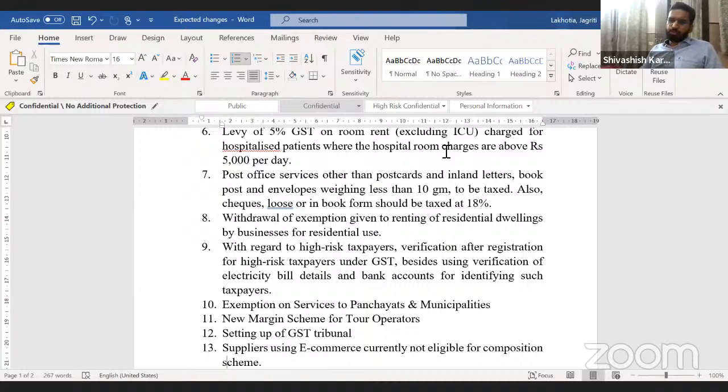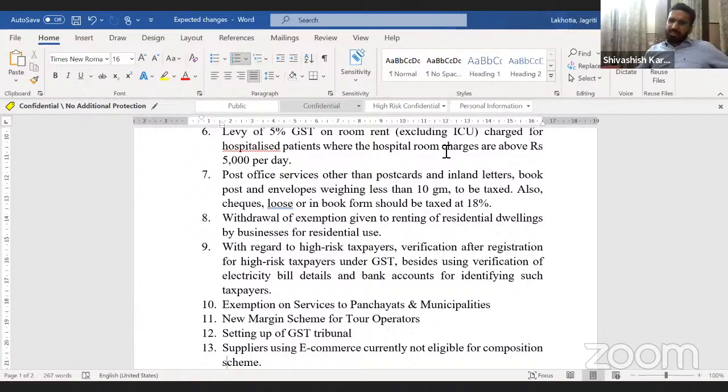Exemptions on services to panchayats and municipalities are going to be clarified. Exemptions would be introduced on that. A margin scheme on tour operators is going to be introduced. Tour operators are currently being taxed at the rate of 5%.